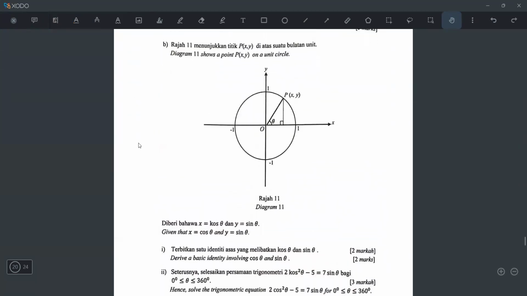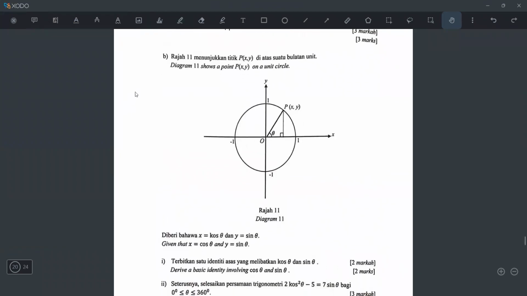Okay, for question B, let's do it down here. Okay, let's go up a bit. Okay, like that. Diagram 11 shows a point P(x, y) on a unit circle. The moment you see the word unit circle means the radius is 1. So the radius is 1. Means OP is also 1 because unit circle. And also you can write here, it means cos this angle, cos this theta is equal to x and sine this angle is equal to y.